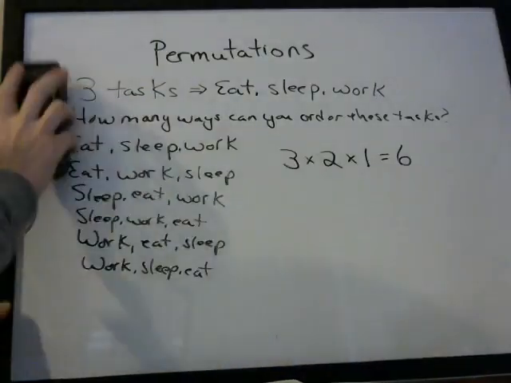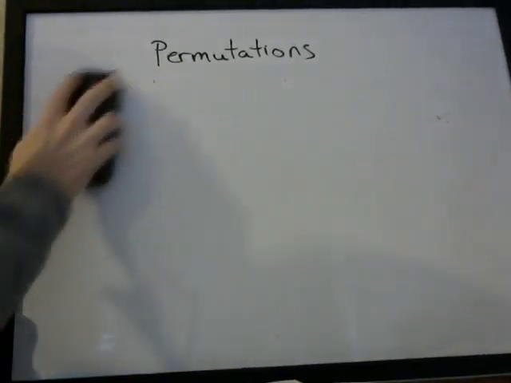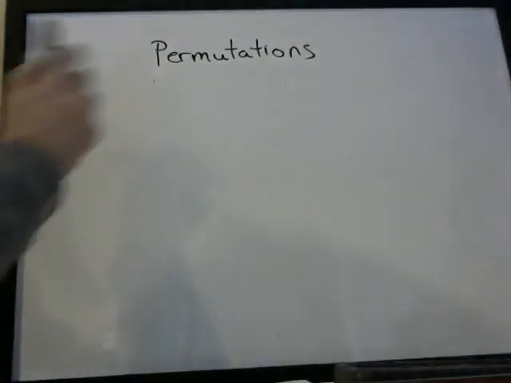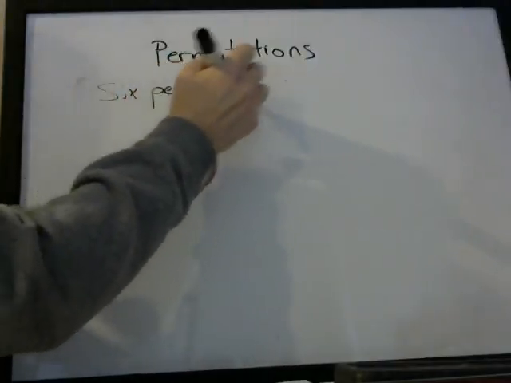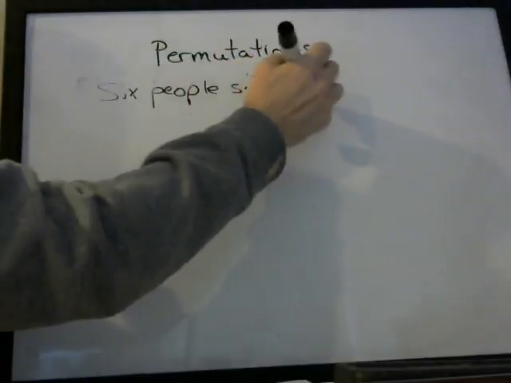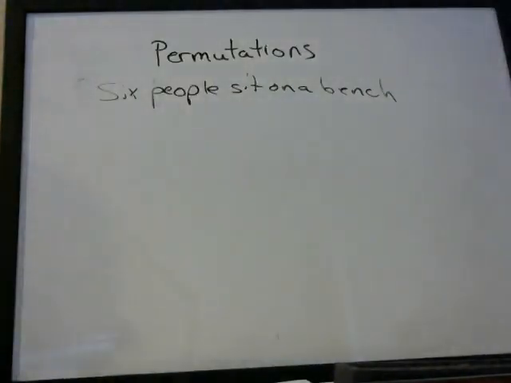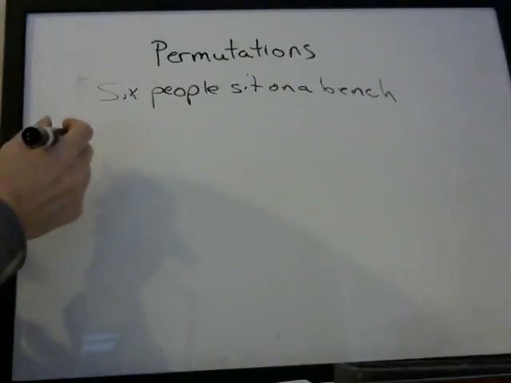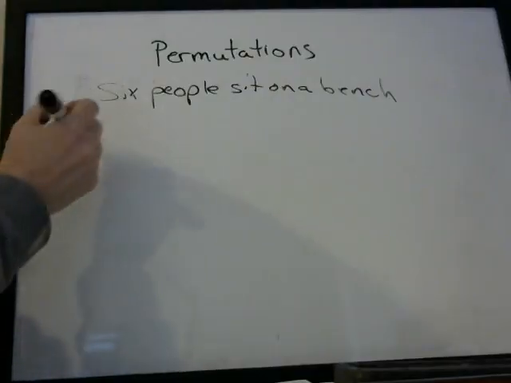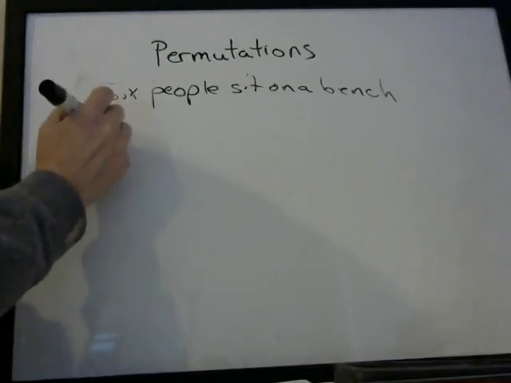Let's do another example. Six people sit on a bench. How many ways can 6 people sit on a bench? So we can enumerate all of this, or we can just think. So we have, here's our bench.